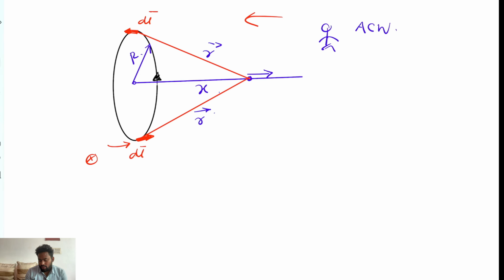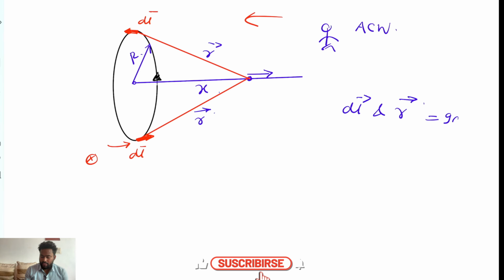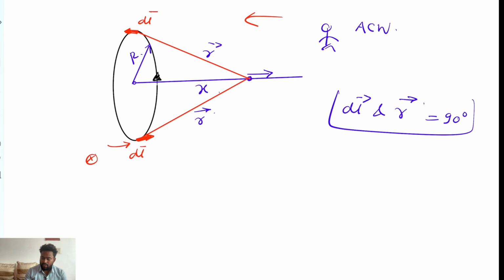So what will be the angle between the dl vector and the r vector? It will be 90 degrees, because the dl vector is out of the plane and the r vector is in the plane, so the angle between them is 90 degrees.